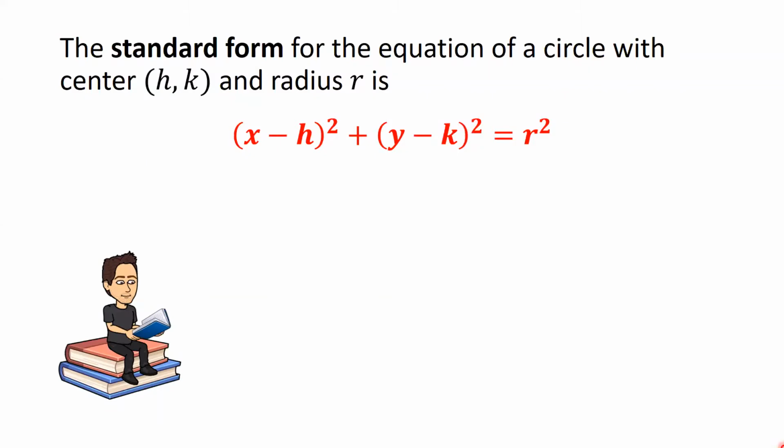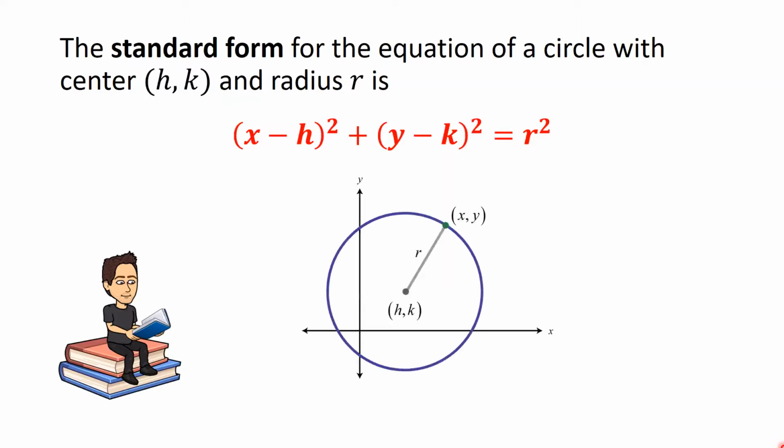So the standard form for the equation of a circle with center (h, k) and radius r is (x minus h) squared plus (y minus k) squared is equal to r squared. Okay, and you can see a picture of a circle here with center (h, k), the radius is r, that point (x, y) is just some arbitrary point on the circle, and you can see that the distance between the center (h, k) and an arbitrary point (x, y) on the circle is r, and that's where this formula comes from.